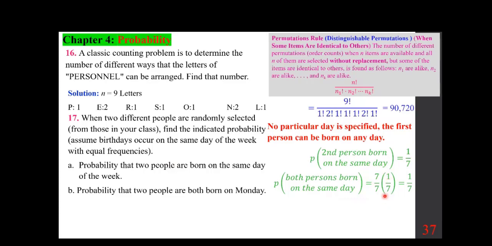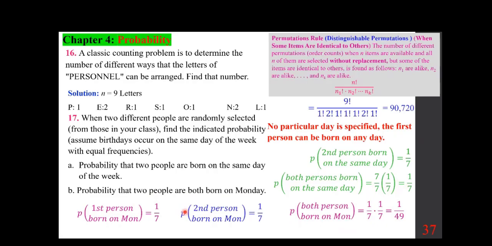It has to be the same day as the first person. So the first person has a choice. That's 1 or 100% or 7/7. The second doesn't. Their product is 1/7. However, in this case, each one must be born on Monday, a specific day of the week. It's 1 out of 7. So each one has a probability of 1/7, and their product is 1/49. So it's important to distinguish between those two questions.